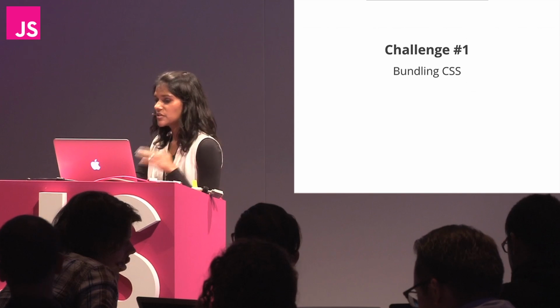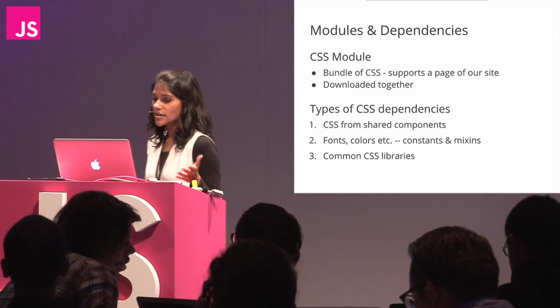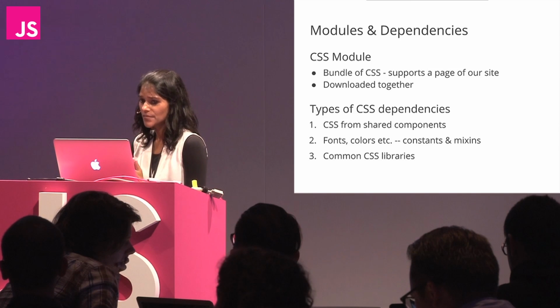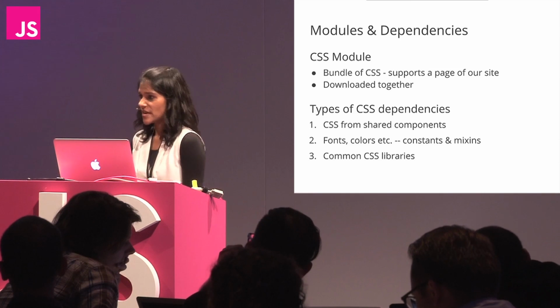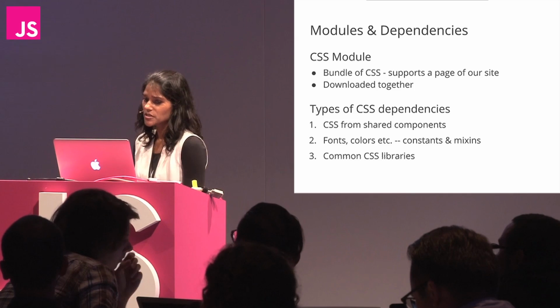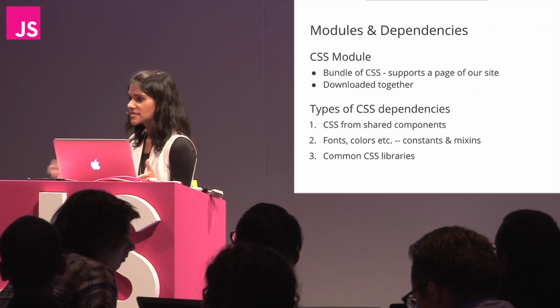So let's consider each of these challenges, starting with the bundling. So we define a module as a bundle of CSS. It supports a page of our site, download it together. And we already identified some of our CSS dependencies as the shared code. This is CSS that comes from shared components, from things like shared fonts and colors, and the common CSS libraries.